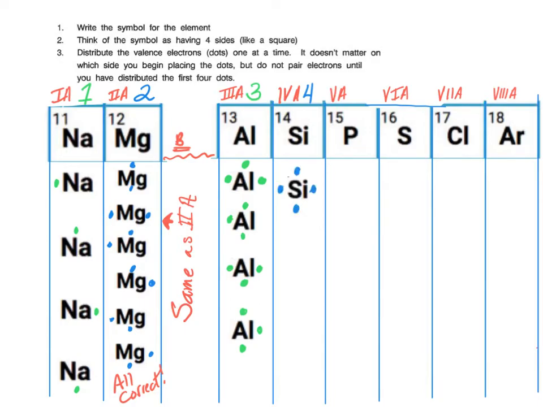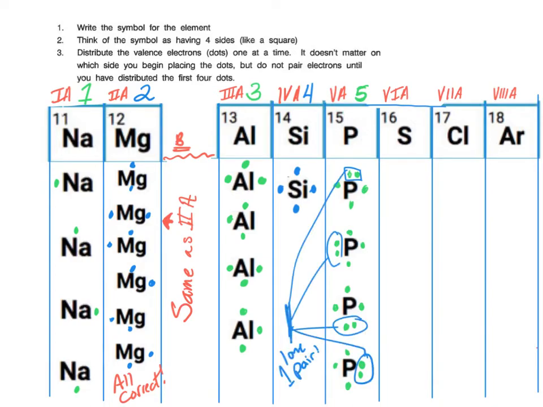Now let's go to group 5A, which has phosphorus. We're going to see 1, 2, 3, 4, 5 dots, and one of them is going to be paired. It doesn't matter top, right, left, or bottom, but all of the other positions will have 1 electron. So of course we can have these other drawings. We do sulfur at 6A.